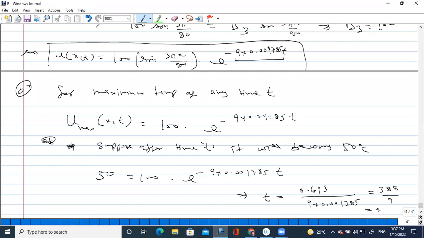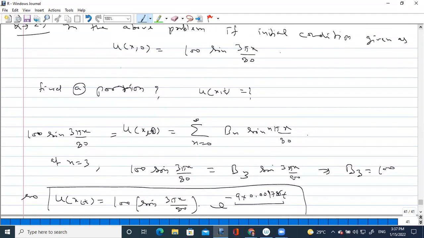Forty-three point four, 43 point four seconds. Okay, so this much will be the answer. So like this you can solve it. If you want to note down, you can note down quickly.